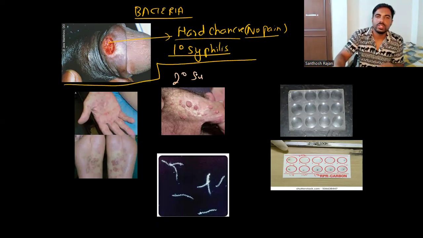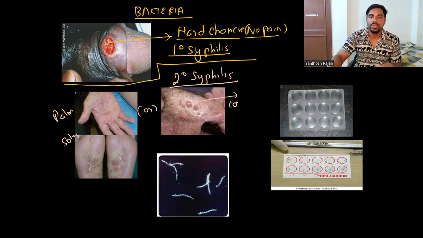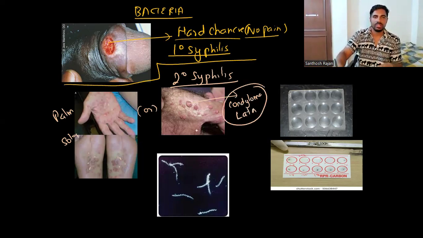Secondary syphilis: you have rashes on the palms and soles, like measles. Okay, typical rash, they will definitely ask a question about the palms and soles rash. And second, you can have condyloma lata, not acuminata. Acuminata is HPV. This is condyloma lata, just condyloma lata. This region they'll ask. Okay, secondary syphilis.